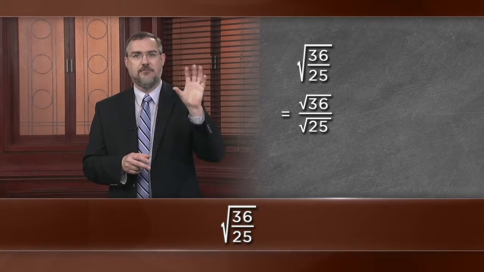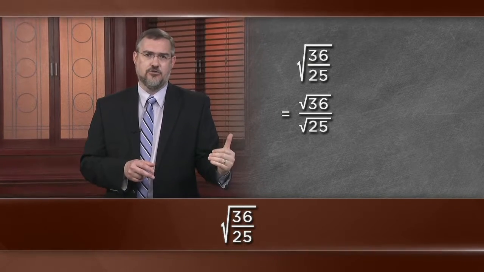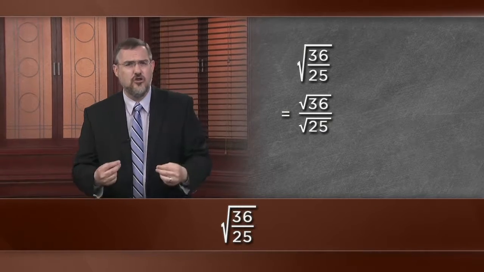Why is it not a problem? Because just like multiplication, division and square roots are also very friendly. And that's because I can rewrite square root of the fraction 36 over 25 as square root of 36 over the square root of 25. Do you see how we split one square root into 2 square roots and gave ourselves a new fraction with an individual square root on top and an individual square root on the bottom? That's huge, and it's always allowed with division.